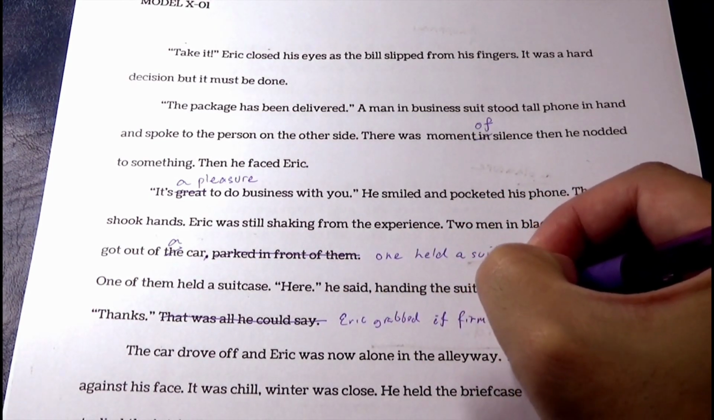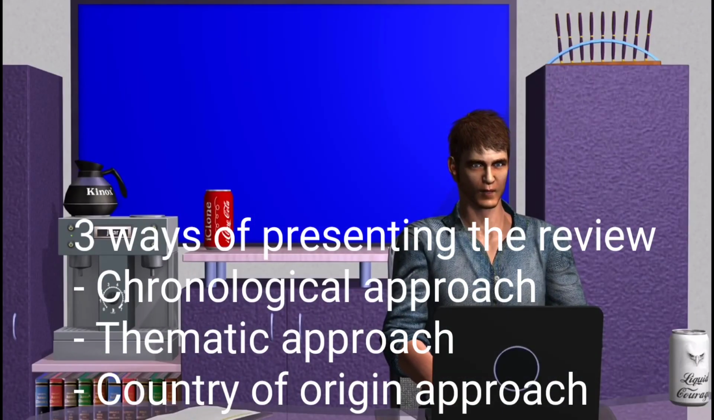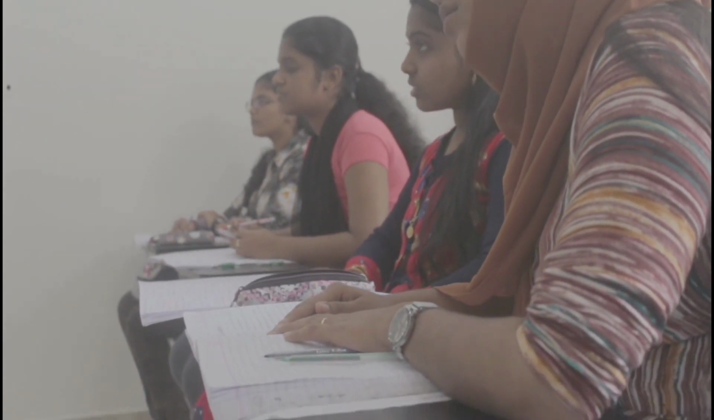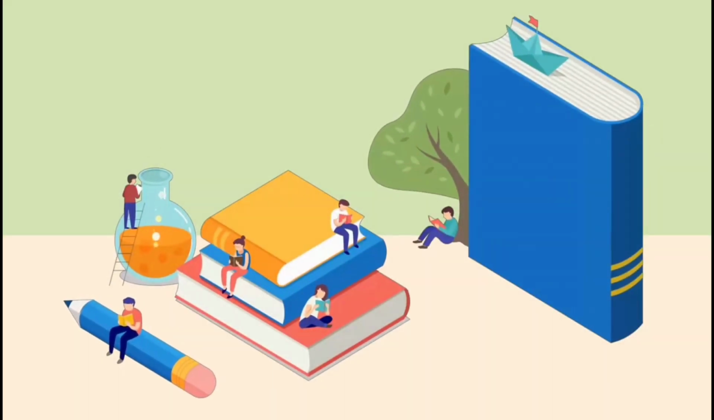After writing the review is presenting the review. There are three ways of presenting the review, namely, first, chronological approach, second, thematic approach, and third, country of origin approach. In the chronological approach, literature and studies are presented according to the year when they were written.